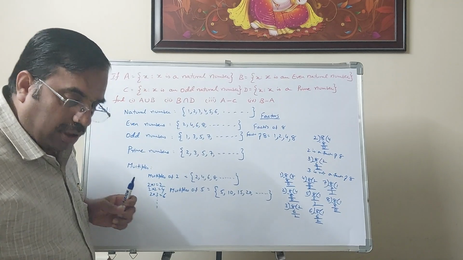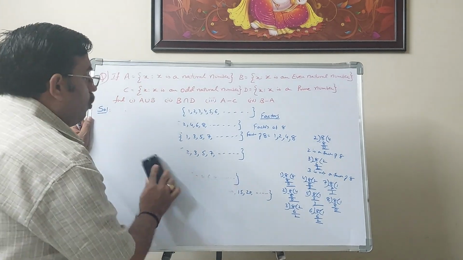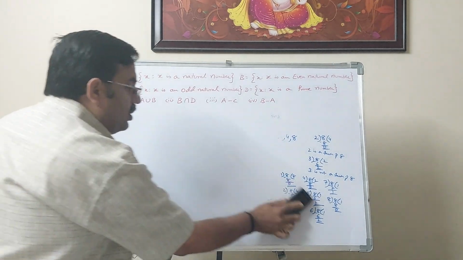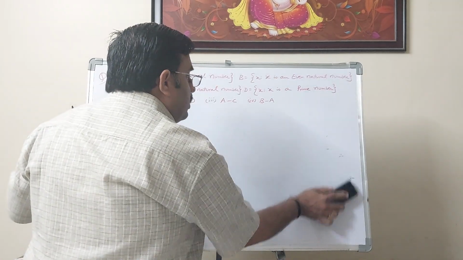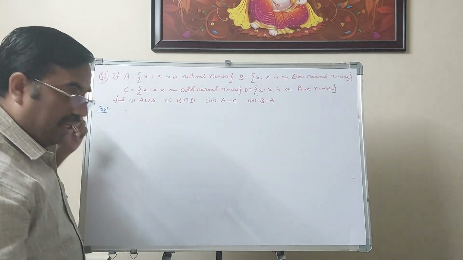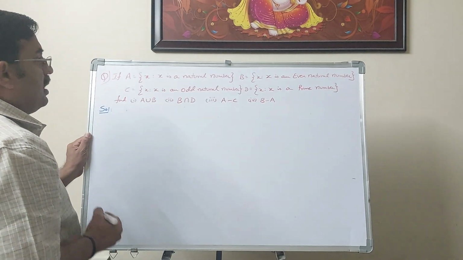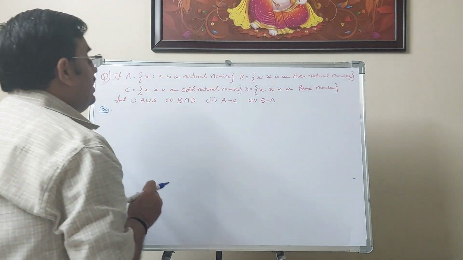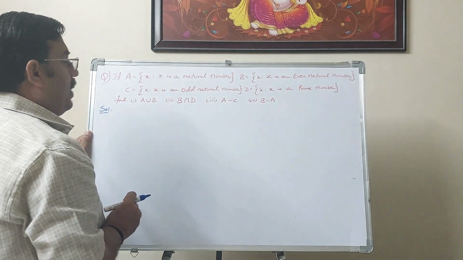So I hope you understand these basic concepts which you have already studied in your lower classes. Now coming to this question, what was given here? A is equal to {x such that x is a natural number}. B is {x such that x is an even natural number}. C is equal to {x such that x is an odd natural number}. D is equal to {x such that x is a prime number}.